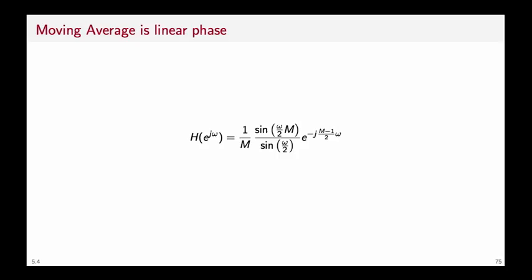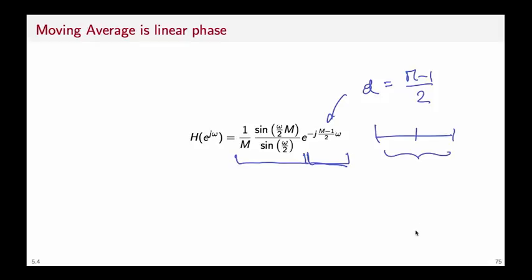Let's consider the moving average again. The frequency response is the product of a real term here and a pure phase term here, where the delay d is exactly (M-1)/2, which represents half the length of the support of the impulse response. And this is indeed the delay introduced by the moving average.